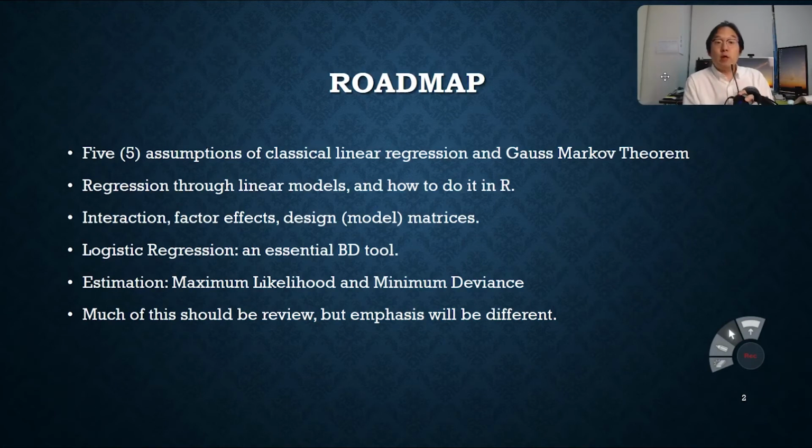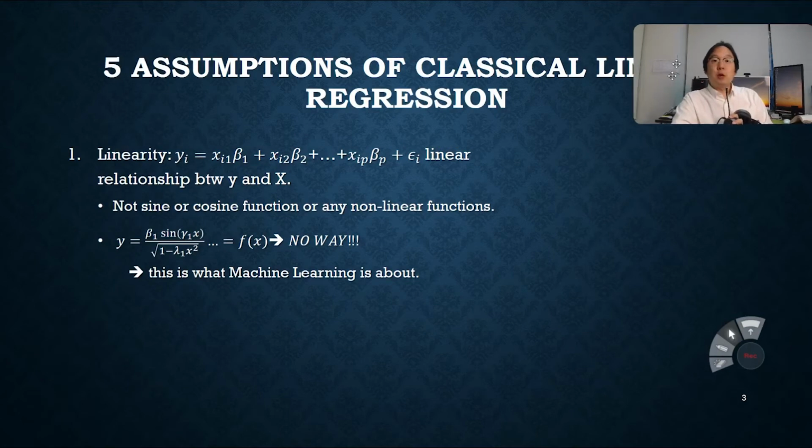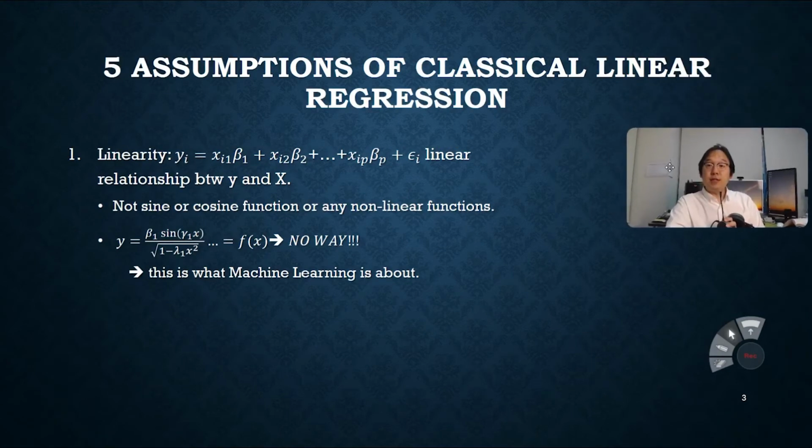Estimation. Not just the OLS, we're going to refresh our memories, but we're going to talk about something called the maximum likelihood function, and then how about minimum deviance, right? Which is the corresponding concept of the least squares distance. Least squares concept, minimum deviance. And much of this should be review, but the emphasis will be a bit different. Okay?